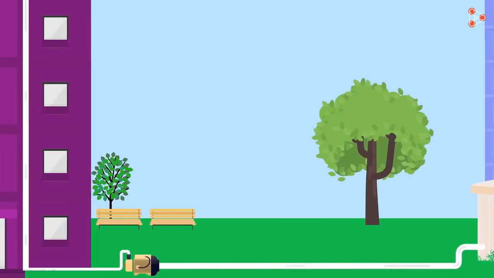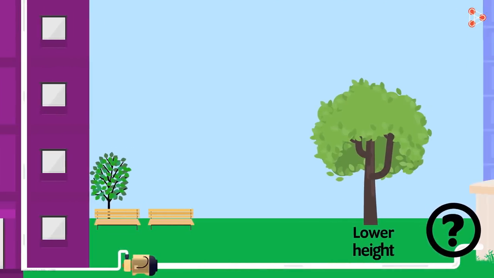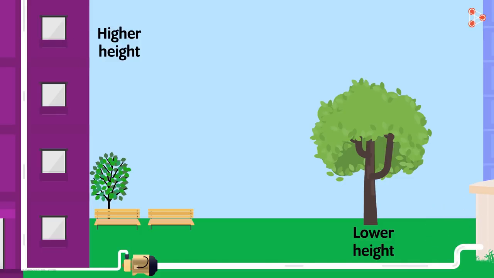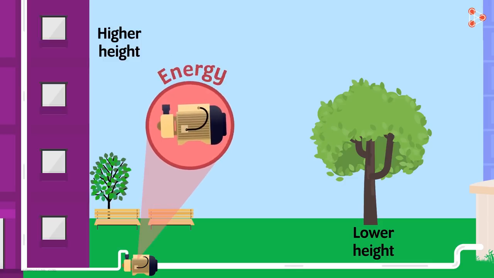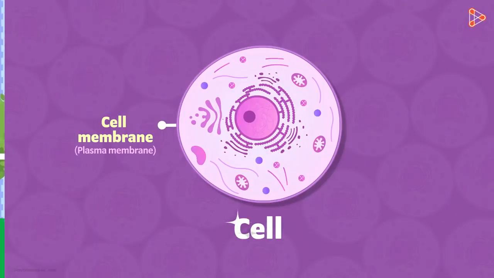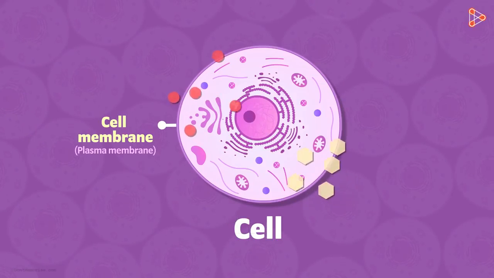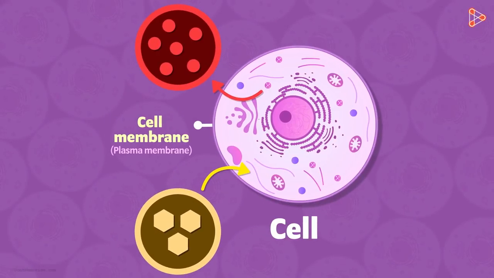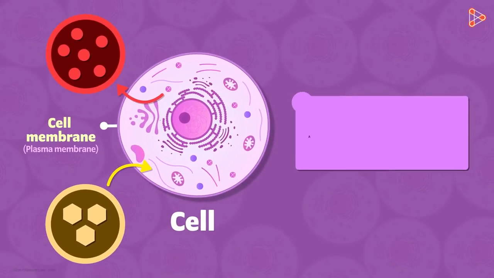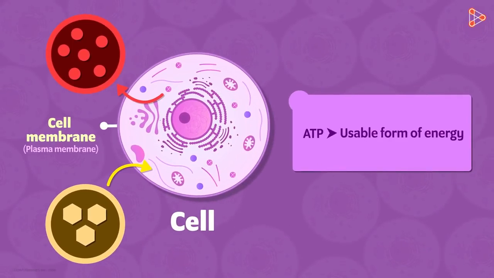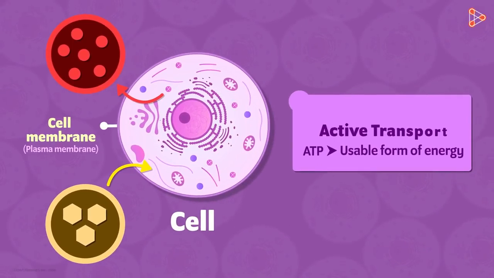Tell me one thing, how do we transport water from a lower height to a higher height? We need a pump, because this does not happen on its own. A force or some energy is required to pull the water upwards. Similarly, in a cell, some molecules have to be carried inside or moved outside the cell. This requires energy to be spent. The energy used is in the form of ATP molecules. This is called active transport.